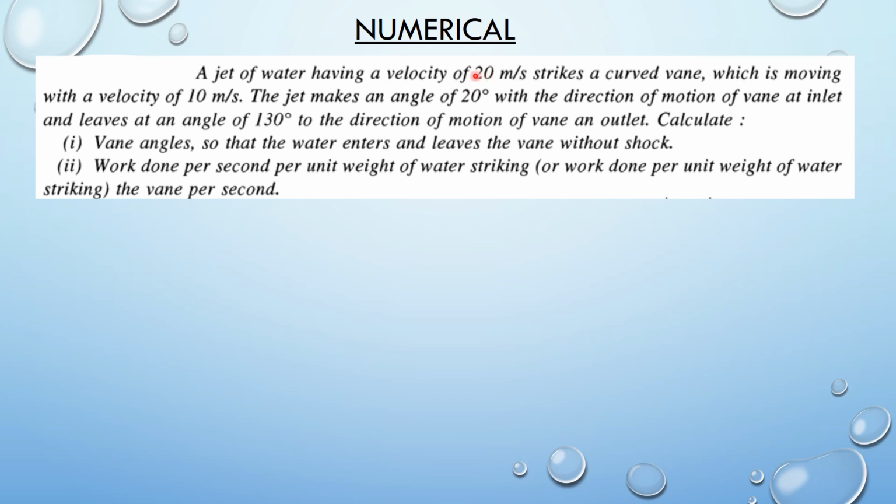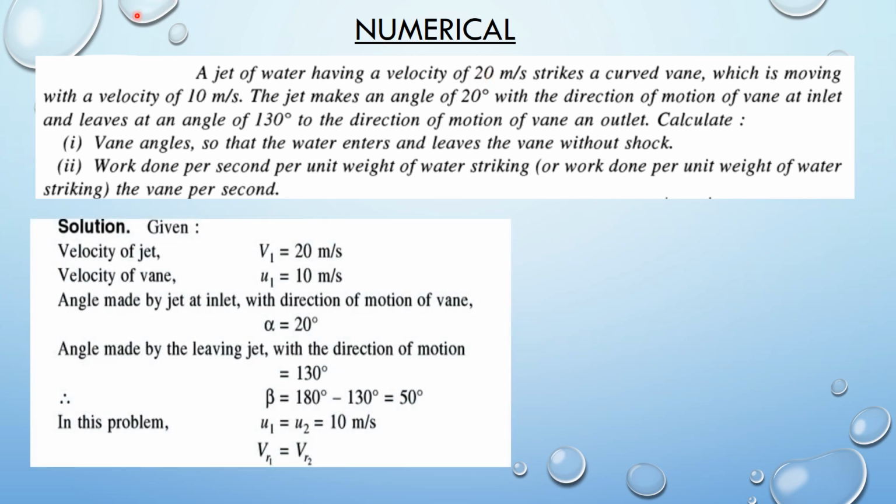So what all things are given. Jet makes an angle 20 degree with the direction of motion of vane at inlet. So it is the inlet angle, and we are denoting it by alpha. That is the guide blade angle. And similarly, the water leaves at an angle of 130 degree to the direction of motion of vane at outlet. So from this figure, you have to draw the velocity triangle here.